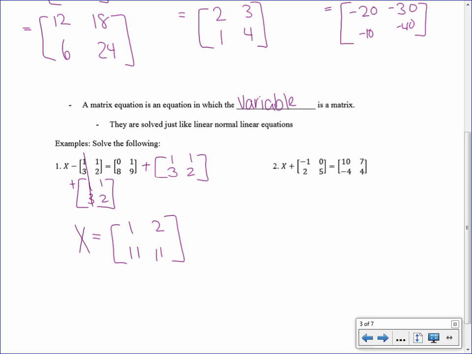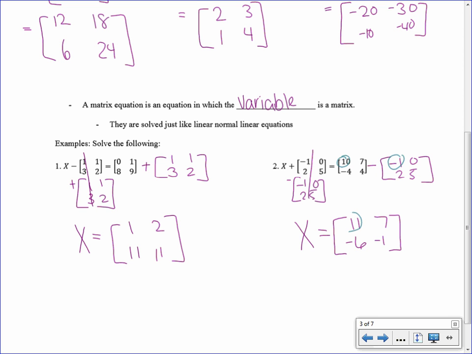Number 2, I've got X plus some stuff, so I'm going to subtract it from both sides. So those would cancel, and I'll do it over here too. So we are going to get 11, 7, negative 6, and negative 1. Alright, so remember, you just do the corresponding elements. So 10 minus negative 1 is how I got 11, 7 minus 0 is 7, so on and so forth. Pretty easy.